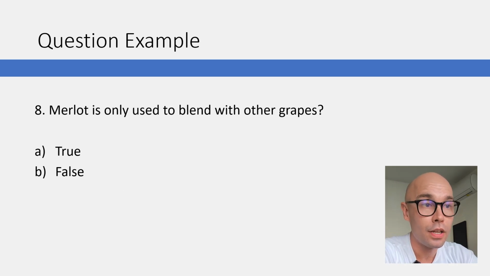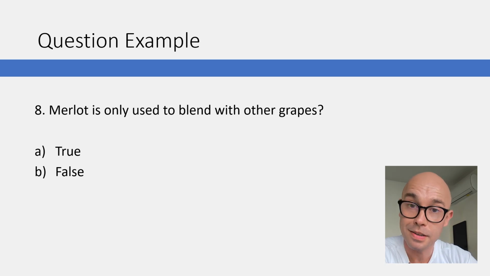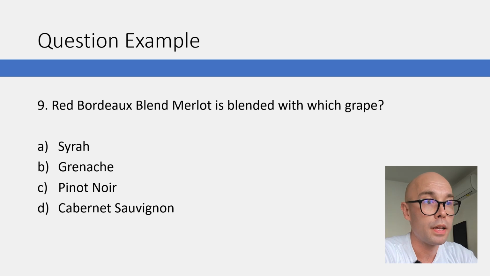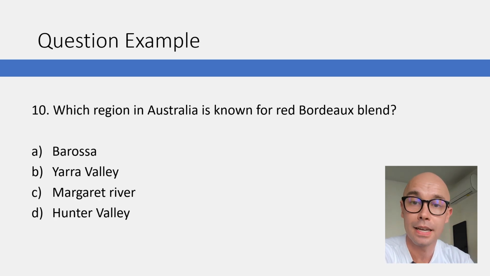Merlot is only used to blend with other grapes. True or false? This is false. It's always blended in Bordeaux blends, especially in Bordeaux, but it can also produce varietal wines, simple and also complex wines. In a red Bordeaux blend, Merlot is blended with which grape? Syrah, Grenache, Pinot Noir, Cabernet Sauvignon. The correct answer is D, Cabernet Sauvignon.